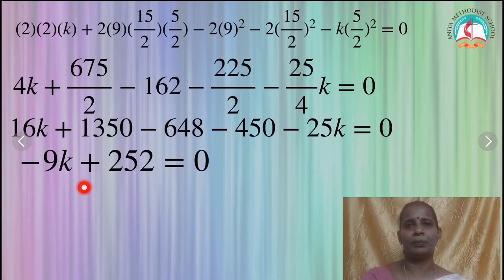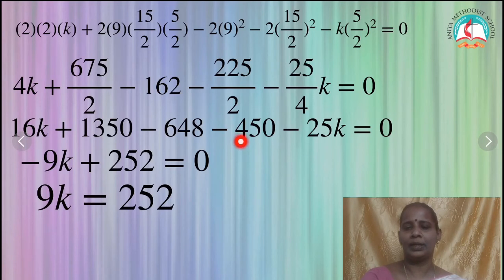I am going to separate the k term and the constant term. So I will get minus 9k. 16 minus 25 is minus 9k. And if you add these three numbers, what is your answer? 252. Therefore, I want to take 9k to the right hand side, but I write it on the left hand side.